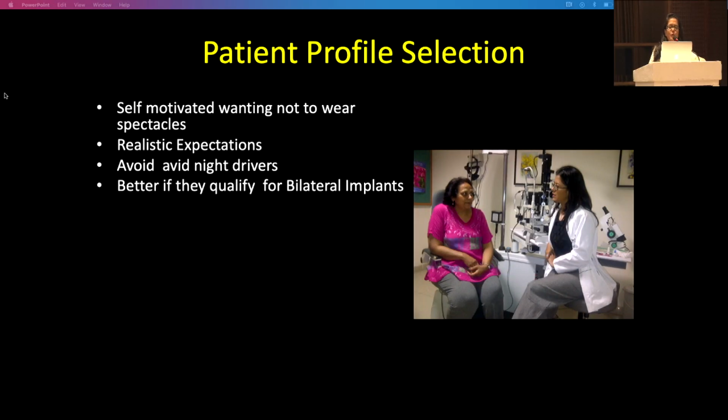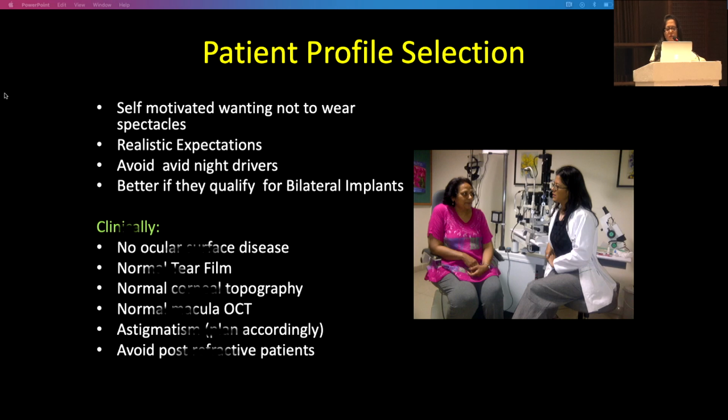How do you select the profile? Select patients who are self-motivated. You don't want to waste too much time pushing the patient to have a presbyopic lens and then have a patient who's not so happy with the results. If he's an avid night driver, I'm talking about initial selection. Later, of course, it doesn't matter because you have EDOF and other choices, but you would want to keep these kinds of patients for your later practice. Better to do bilateral implants, because then the outcome and the neural adaptation are much faster.